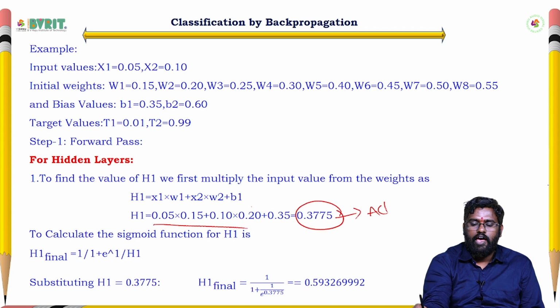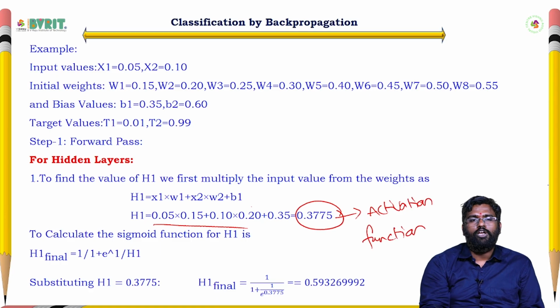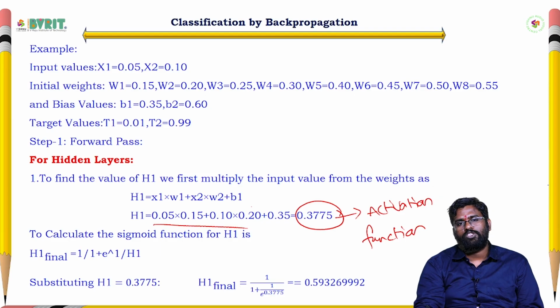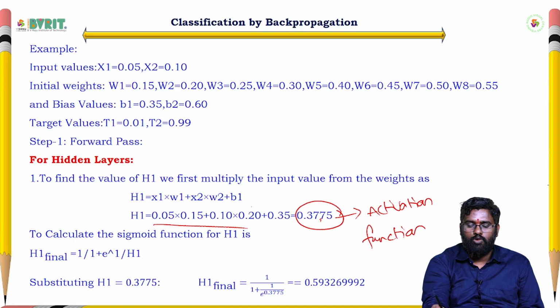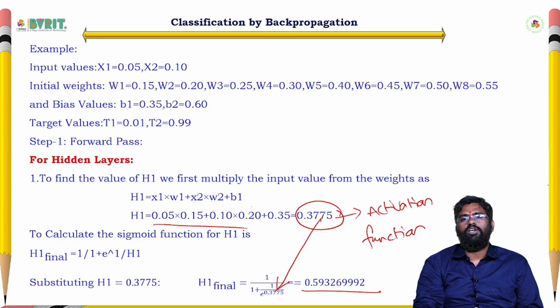This is called the activation function value. Next we need to calculate the sigmoid function, and based on the sigmoid function we substitute into our equation. That is 1 divided by 1 plus e power of minus h1. So h1 final equals 1 divided by 1 plus e power, and after substituting this value we get 0.5. This is the h1 final value.